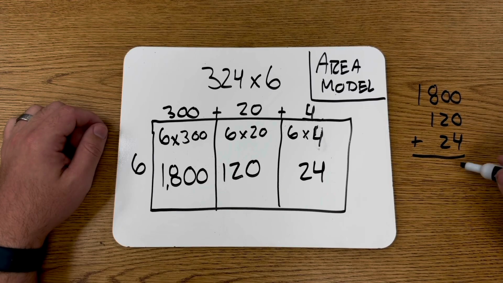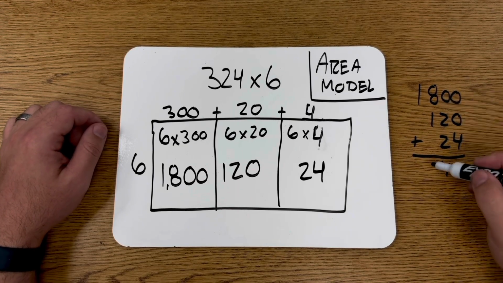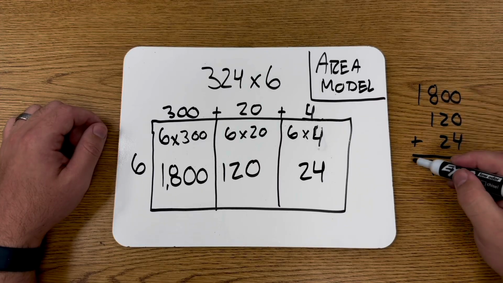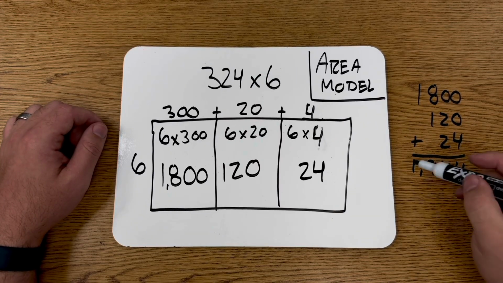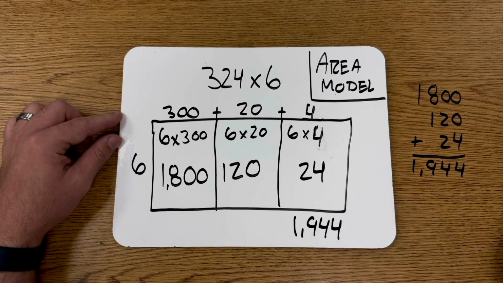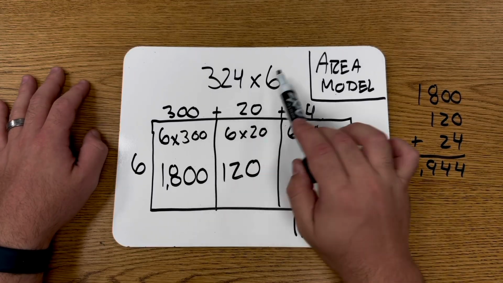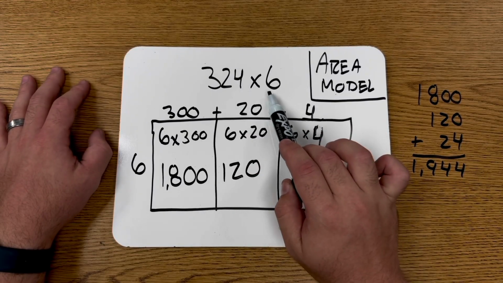0 plus 4 is 4. 0 plus 2 is also 2. 8 plus 1 is 9, and then 1 plus nothing is 1. So we end up with an answer of 1,944. Now, that was multiplying using area model a multi-digit number by a single-digit number.